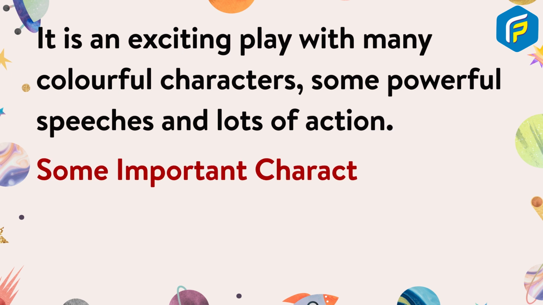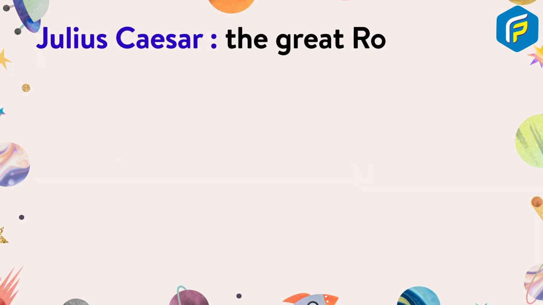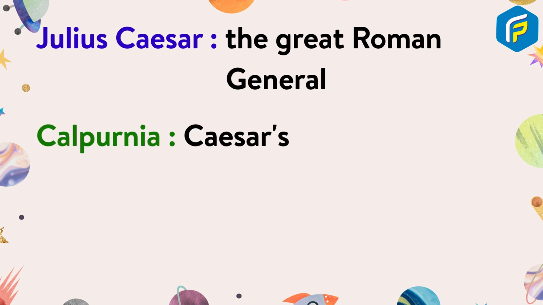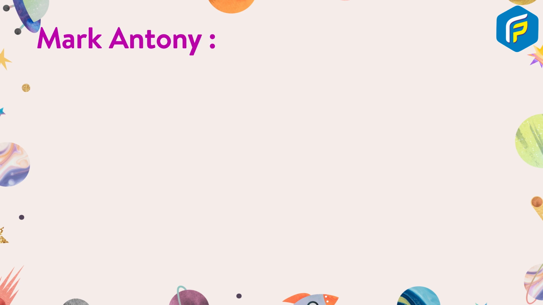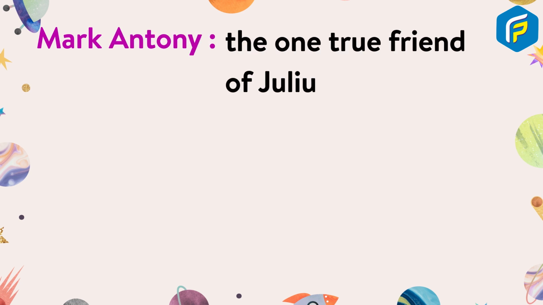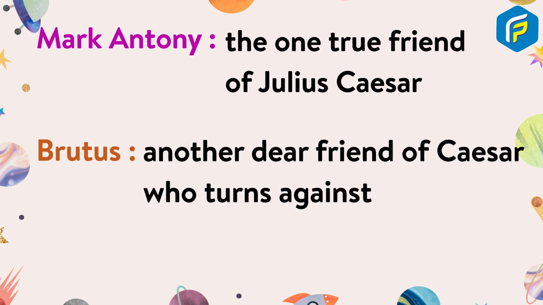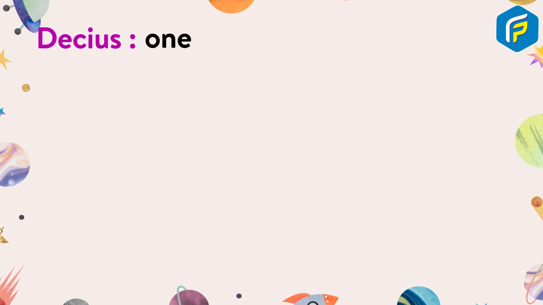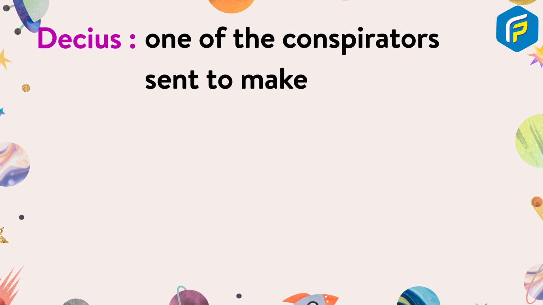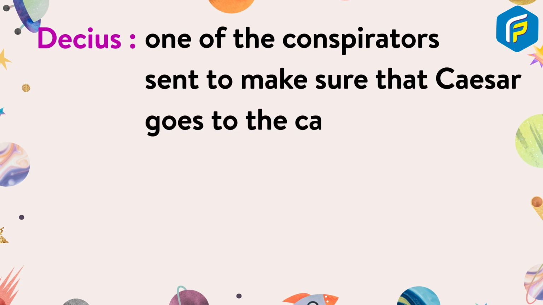Some important characters: Julius Caesar, the great Roman general; Calpurnia, Caesar's wife; Mark Antony, the one true friend of Julius Caesar; Brutus, another dear friend of Caesar who turns against him; Decius, one of the conspirators sent to make sure that Caesar goes to the capital.